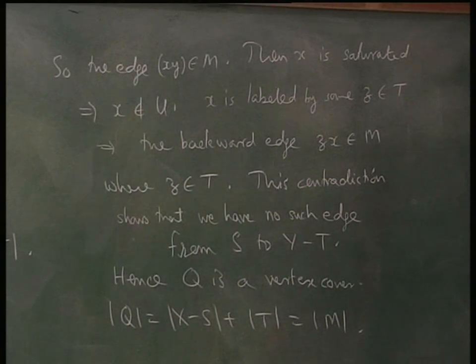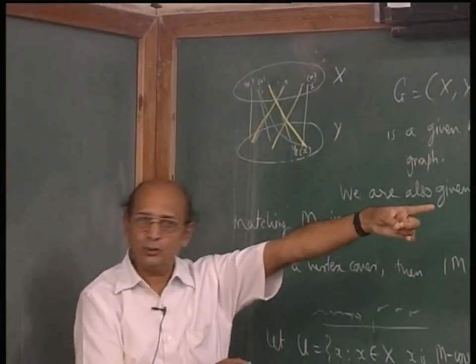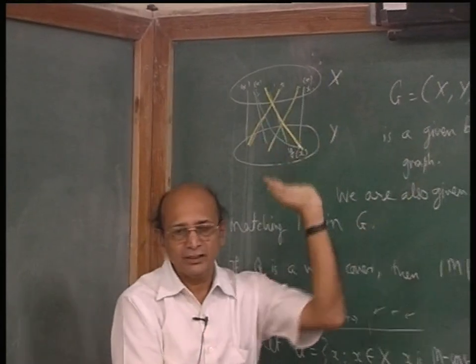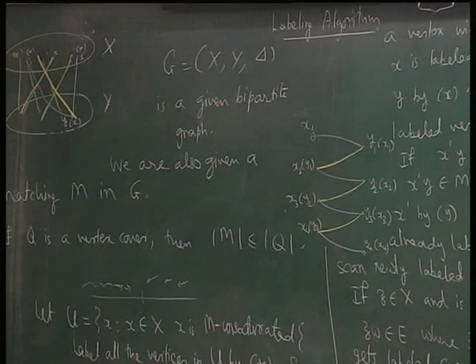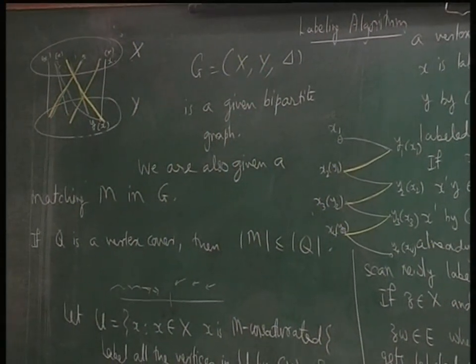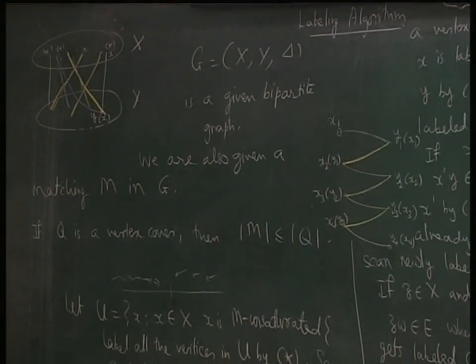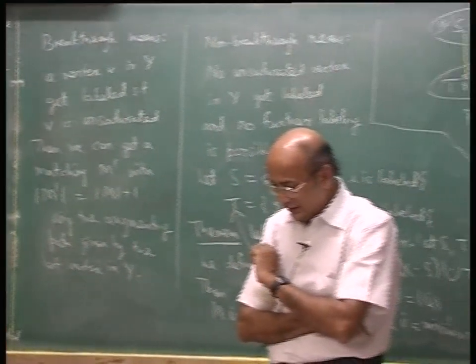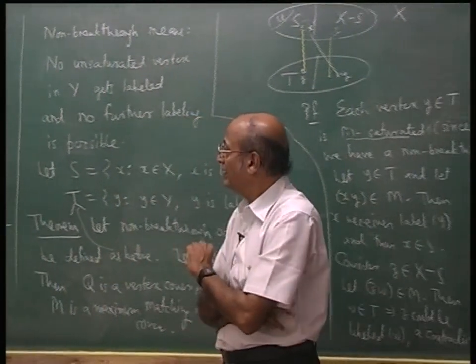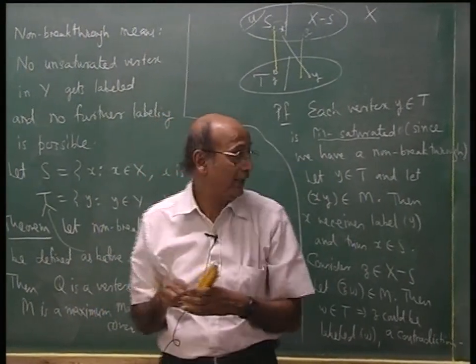Labeling algorithm will terminate after a few steps because the number of vertices here is finite. Every time you will be adding one more edge in the matching, etc. Therefore, it is clear. In case of non-breakthrough, you will stop at that point. Therefore, this algorithm works. Having seen all this, there is a variant of this question. In fact, there are several variants, but there are two important variants. One of which is the idea of the following kind.